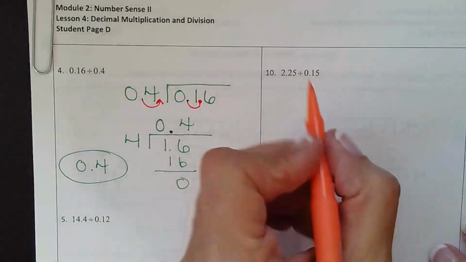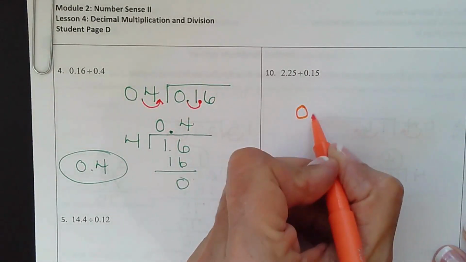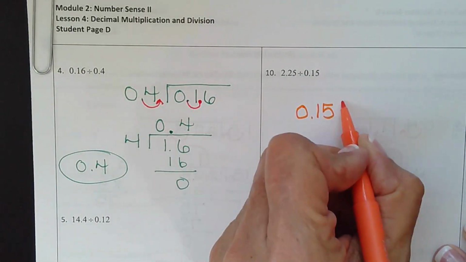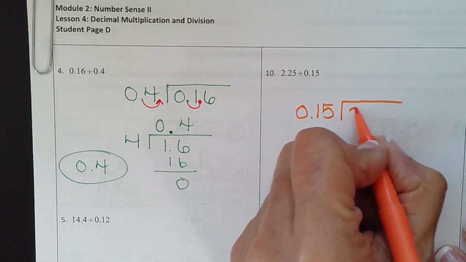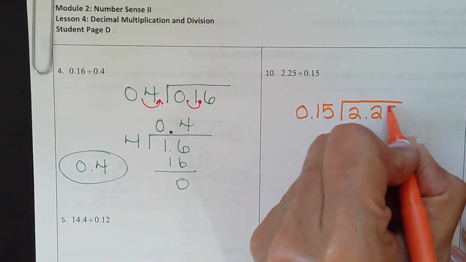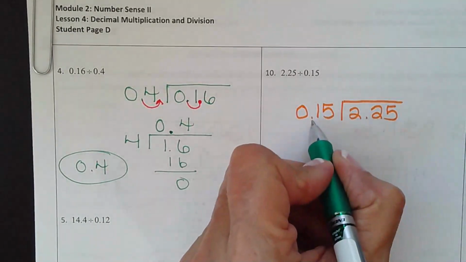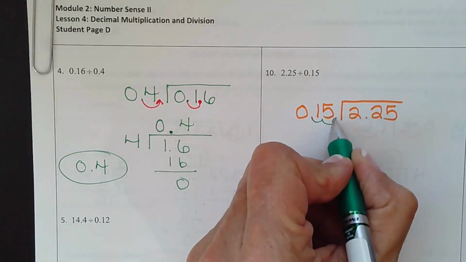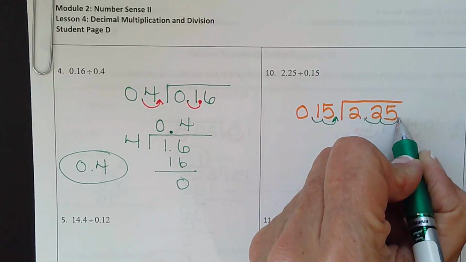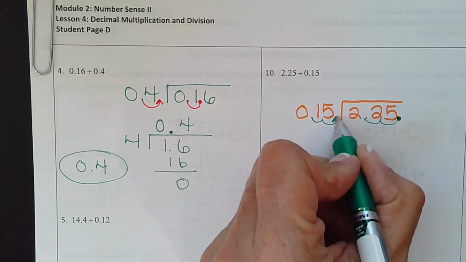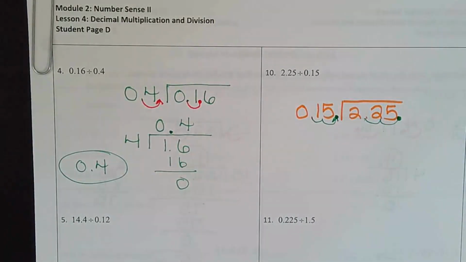Okay, next we have 0.15 divided into 2.25. I can see these are both going to become whole numbers. That's nice. That makes it easy because this one is going to need to be moved twice and this one is going to need to be moved twice. So now they both have decimals at the end, meaning they're both whole numbers now.